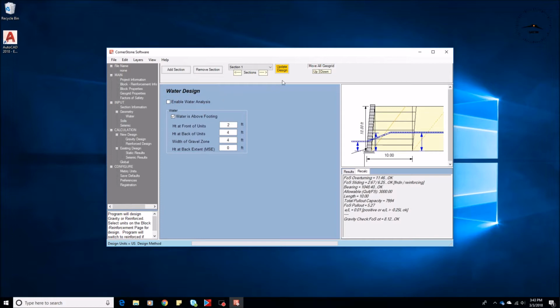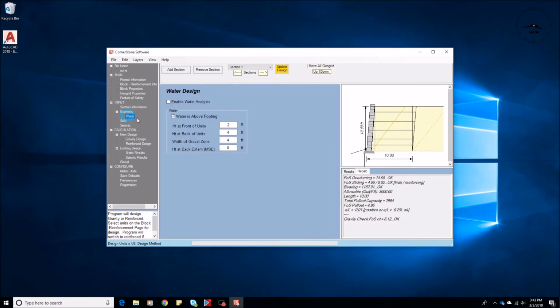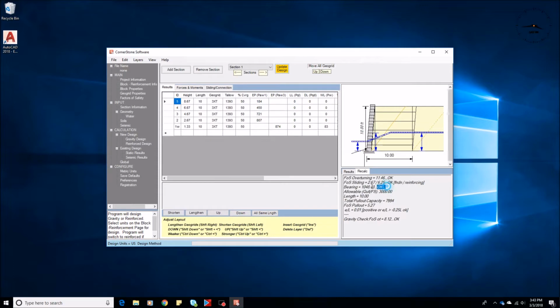If we get rid of the water, look at your bearing, 1,048. We update the design, 1187. We jump back up in bearing pressure. Put the water back on, and our bearing pressure drops.